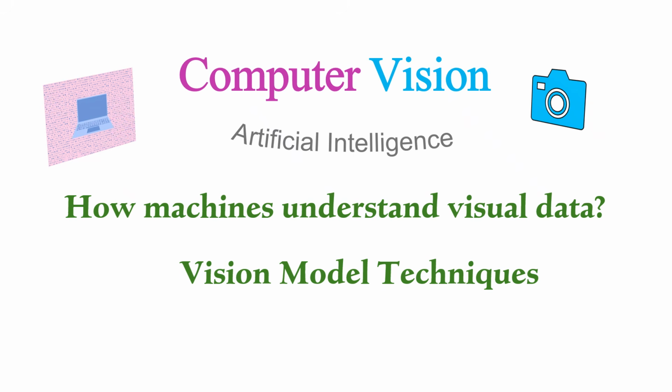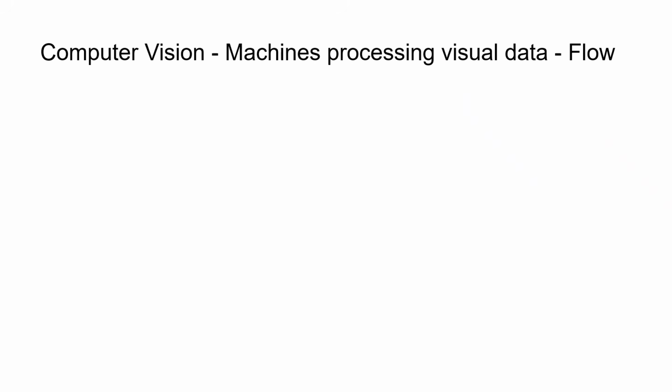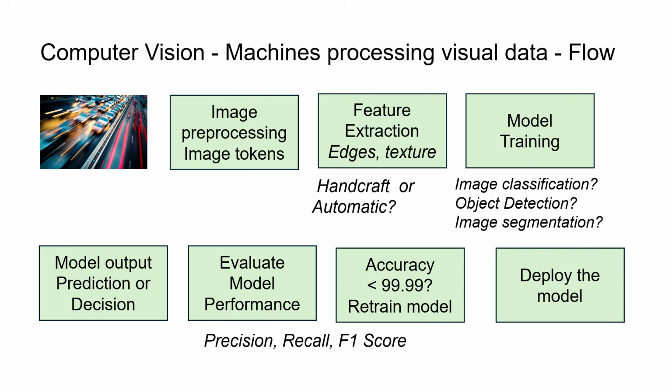Machines learning vision. How machines understand the visual data. Let us understand the overall steps involved in machines processing the visual data, and then we'll deep dive into each step. Computer vision AI models are trained with image input data. First step is cleaning and pre-processing image data so that clear images are input to the CV.